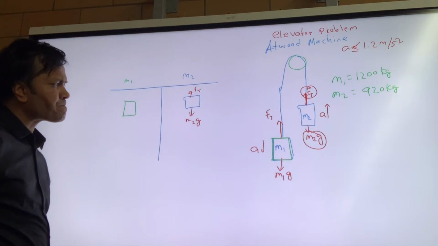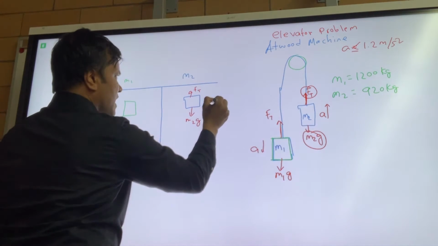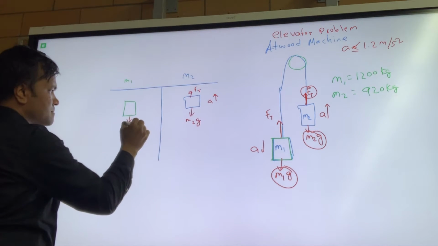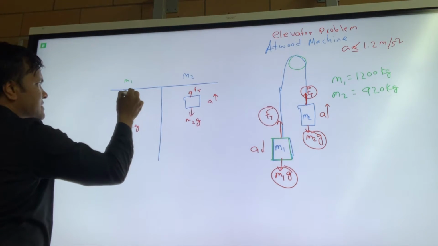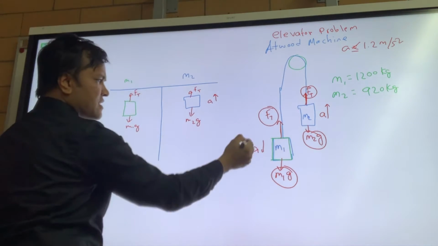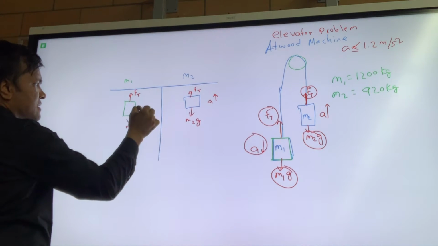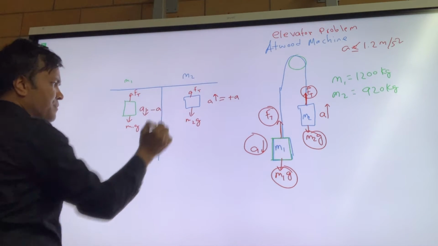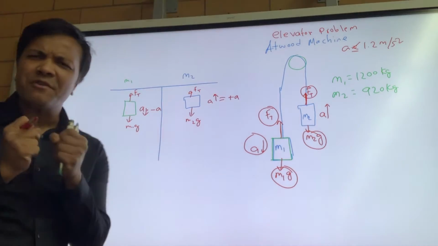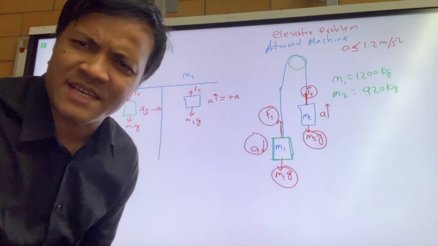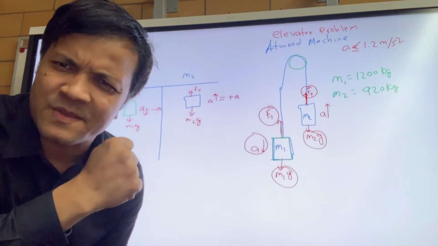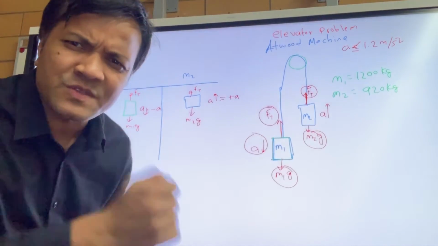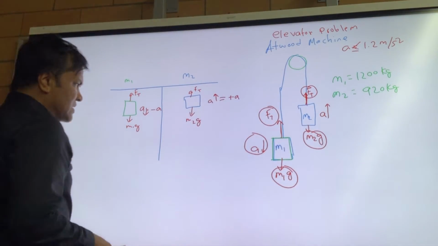And I'm going to write acceleration up. I'm going to write M1G, FT, and I'm going to write acceleration down here. Acceleration up means positive a, acceleration down means negative a. Keep that in mind. Now we're going to write the equation in terms of Newton's second law. Newton's second law is the most famous law in the universe, along with Einstein's E equals mc squared. So we're going to use Newton's second law, which tells us that F equals ma.